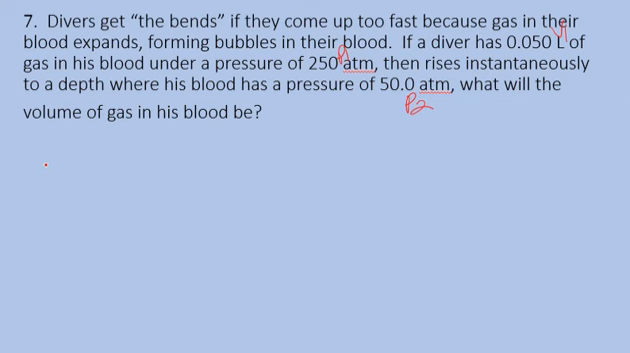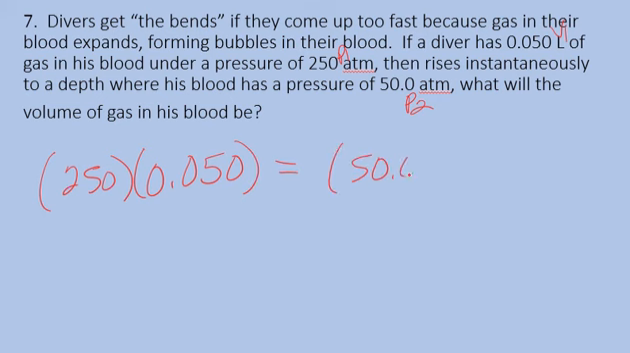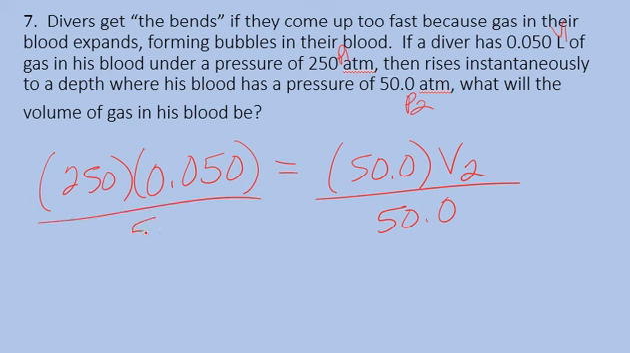All right, so we've got no temperature again, so we've got 250 times 0.050 equals 50 times V2. Again, to do it, you can cross multiply or you can just divide both sides by 50. So 250 times 0.05 divided by 50 equals 0.25. So that's quite an expansion to go from 0.05 to 0.25. And this is liters.